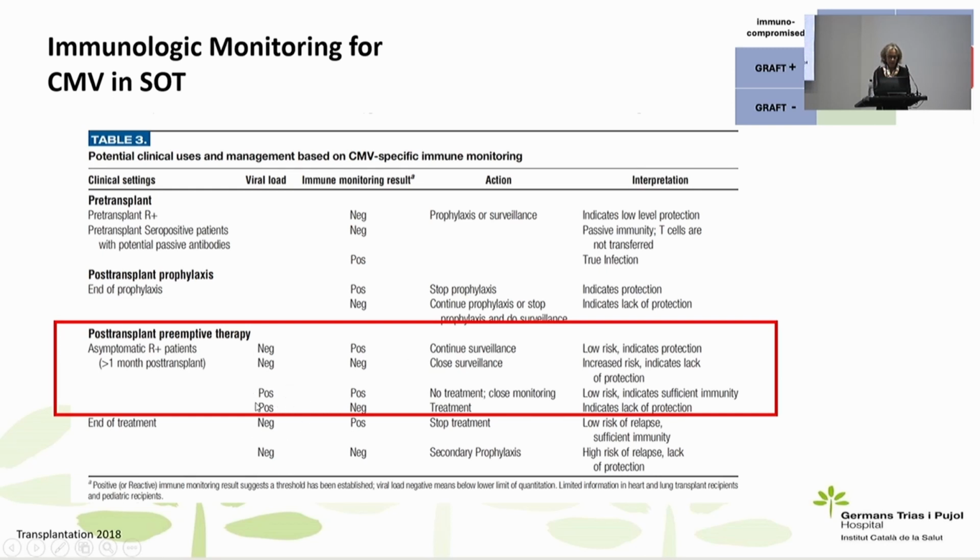If the viral load is positive and the patient is positive, that's an intermediate situation, because the patient is on viral replication, but the immunity of the recipient is present. So perhaps the immunity of the patient could be able to control the disease. So we just need to keep calm, monitor the virus, and perhaps we will see that the PCR will stop increasing and just start decreasing the viral load.